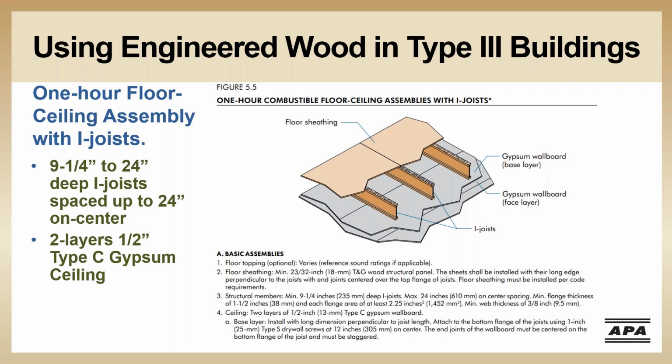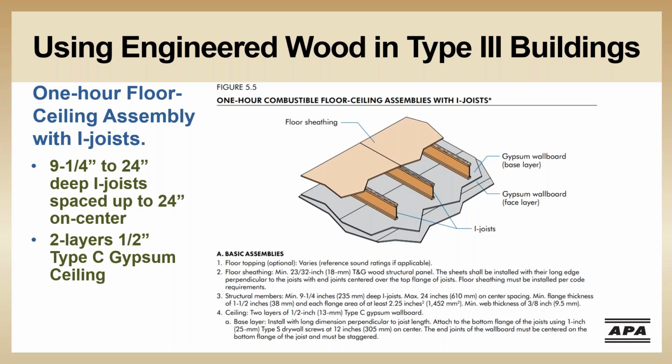So let's first take a look at what's been historically our most popular rated system, which is shown here in figure 5.5. So this system has been popular in that it allows the use of I-joists from 9 1/4 to 24 inches in depth, and these can be spaced up to 24 inches on center. They can have a flange thickness of 1.5 inches deep with an area of at least 2 1/4 square inches. Now in this rated assembly, 2 layers of 1/2 inch Type C gypsum is installed on the underside of the joist to act as a protective layer.